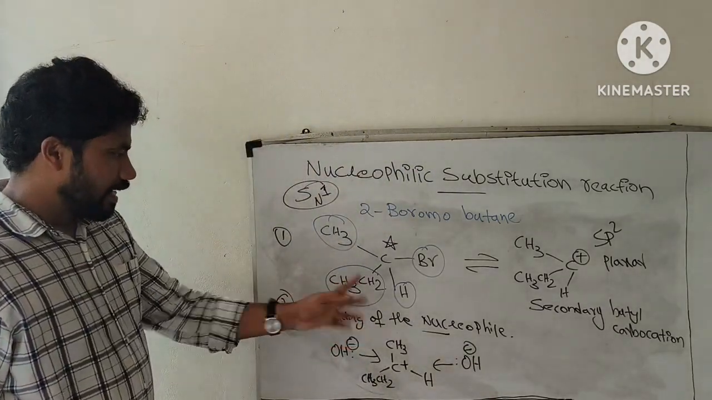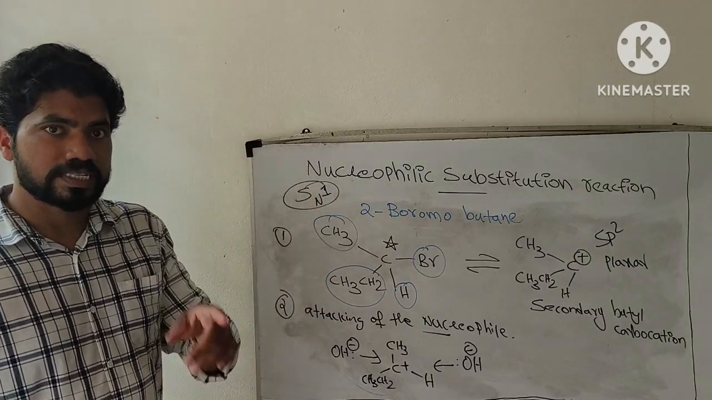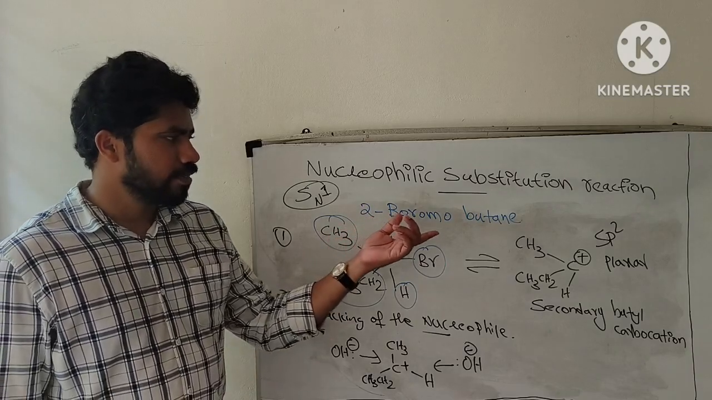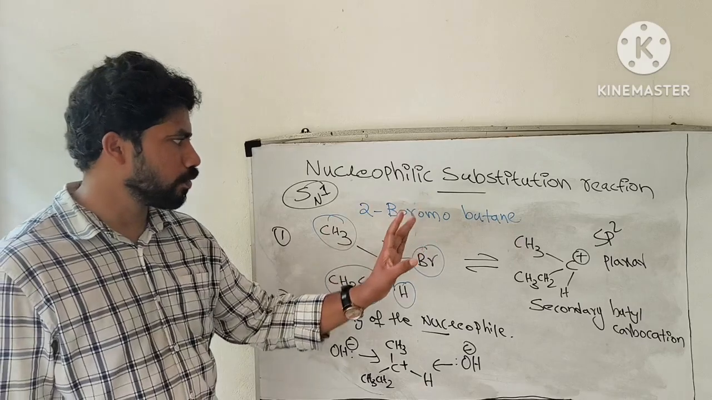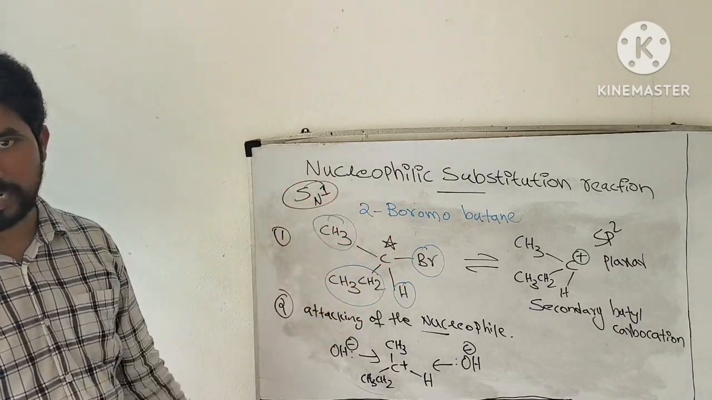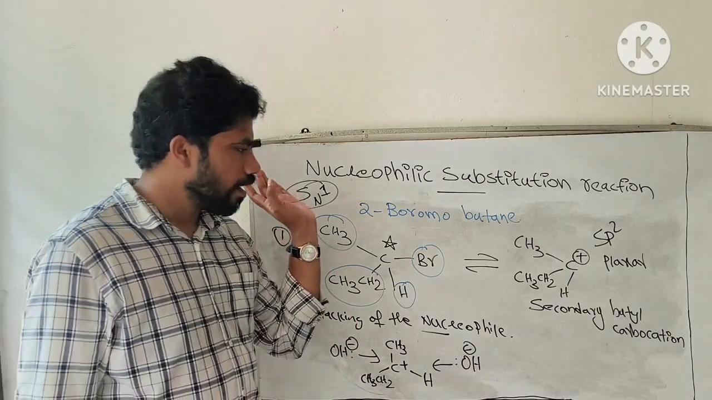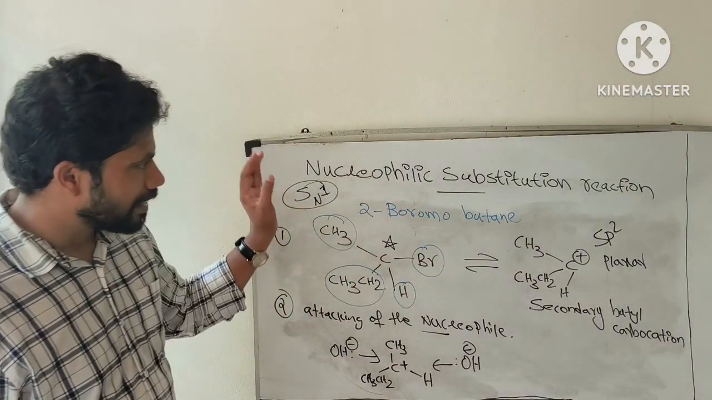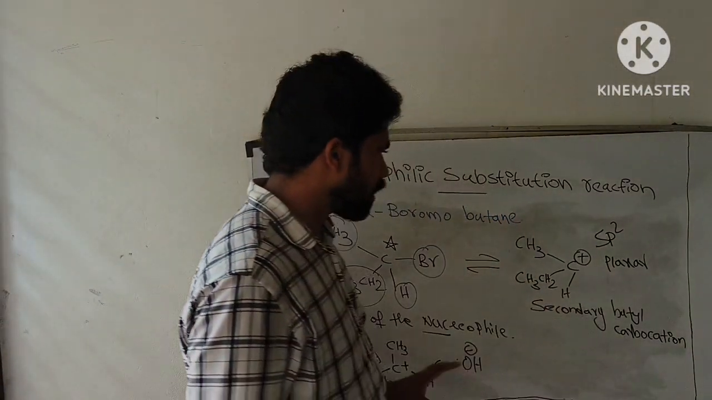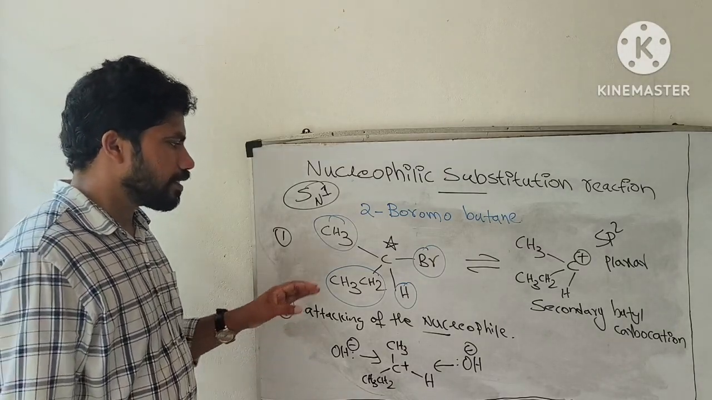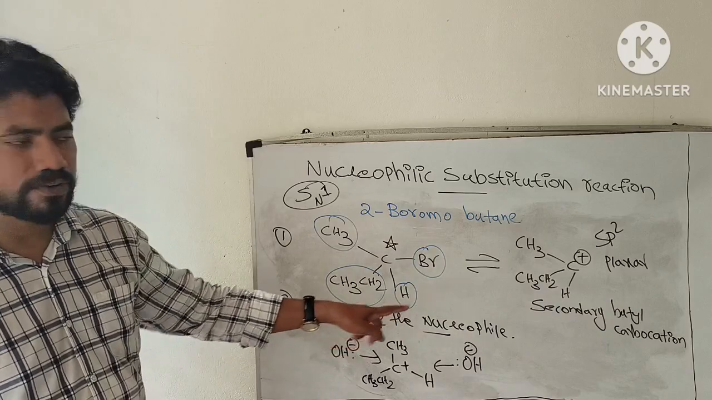Why have I taken the second example also? Because the first example was tertiary butyl chloride, which was achiral because of the same three methyl groups. Now I have taken a secondary alkyl halide, 2-bromobutane. It will also show the SN1 reaction in the presence of a polar protic solvent. First of all, after heterolytic fission it will give the secondary butyl carbocation, and after that the attacking of the nucleophile will happen from two sides, back side and front side.